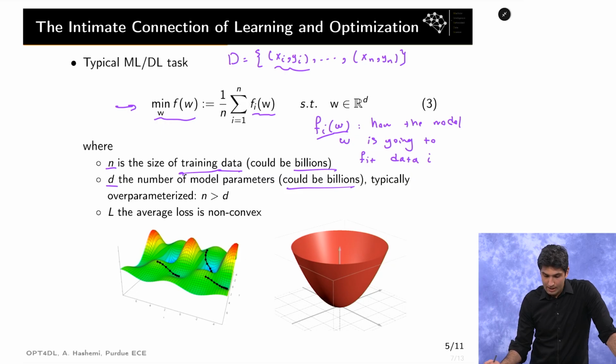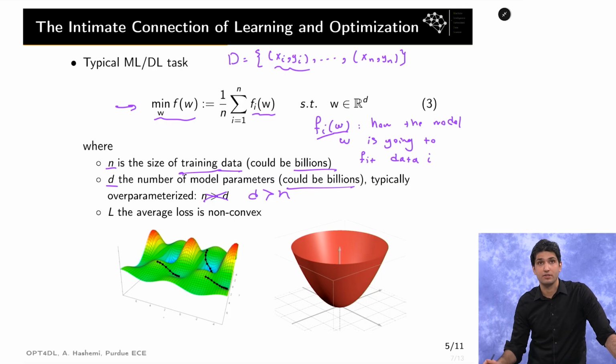In fact, the models are over-parameterized, as we saw in the definition of deep learning, and that means that, sorry, I have a typo here. That means that d is larger than n. So we have more parameters than data points. Or in other words, we have more unknowns than knowns. That means that there may be multiple solutions or multiple optimal models. And as a result of these complexities, the loss function that we have to deal with is non-convex.